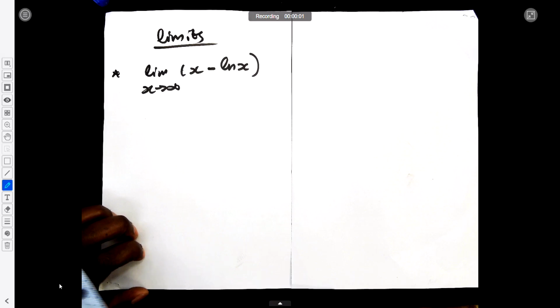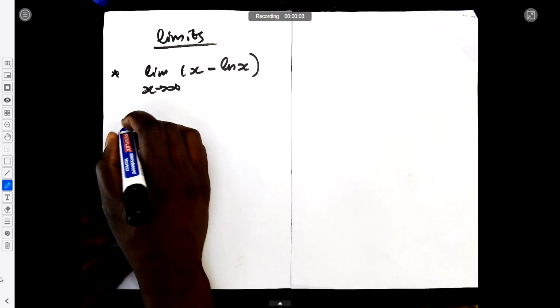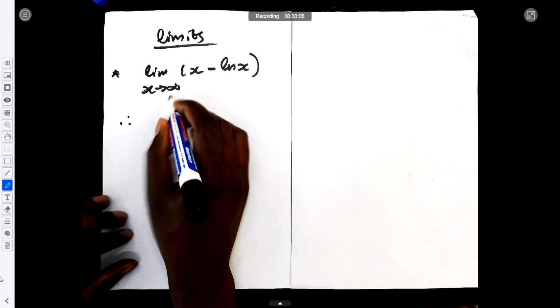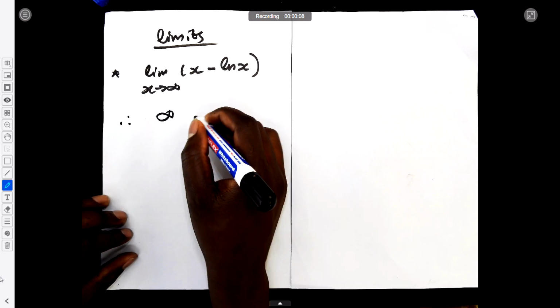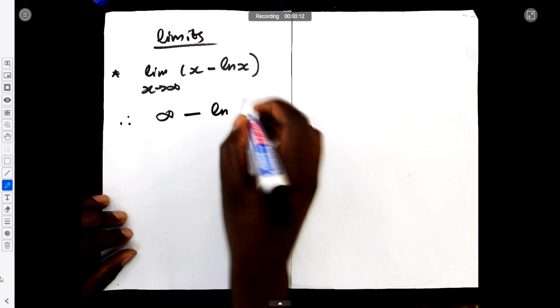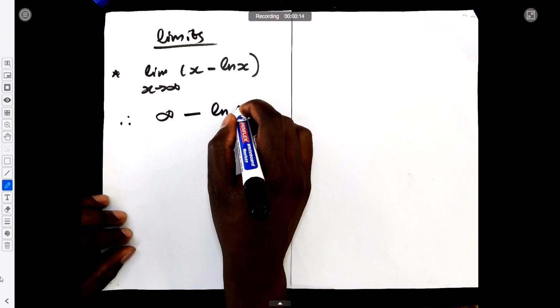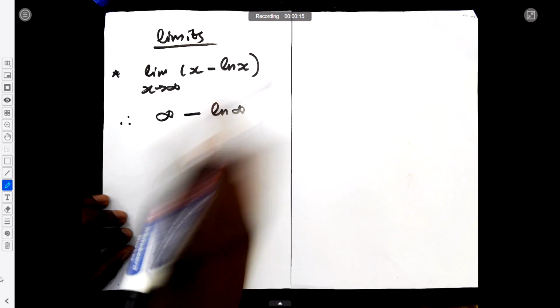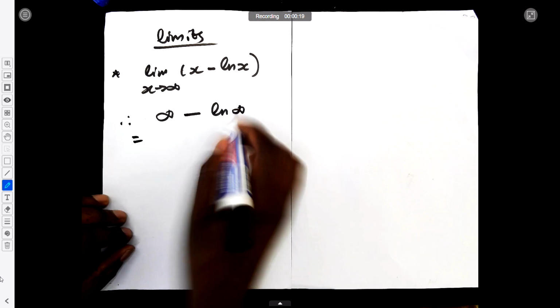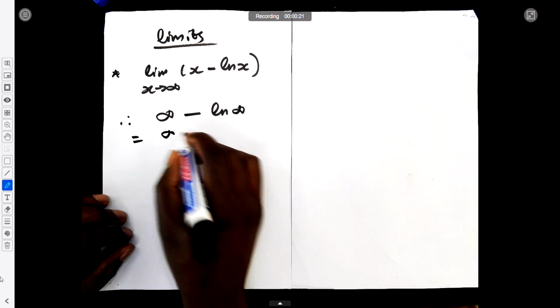Determine the limit of the following function. So we need to try and do direct substitution. If we substitute infinity minus infinity, we will have ln infinity. So this is an indeterminate form, the one that we have. So we cannot define what that is.